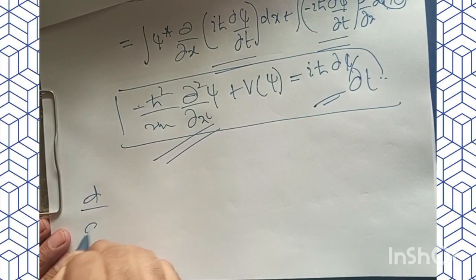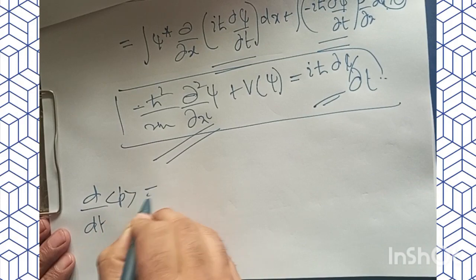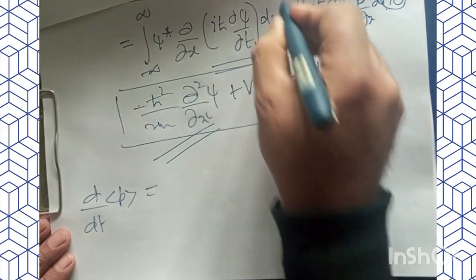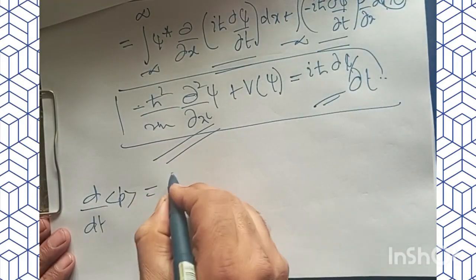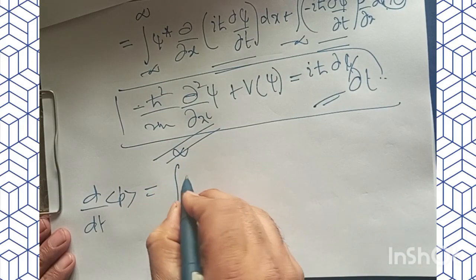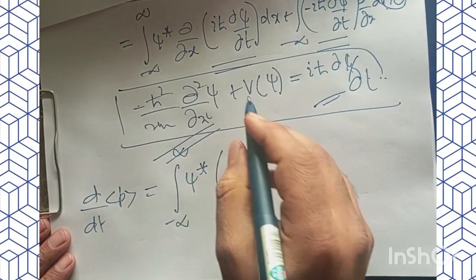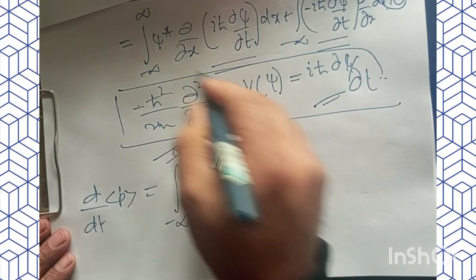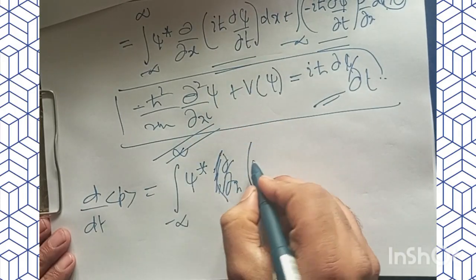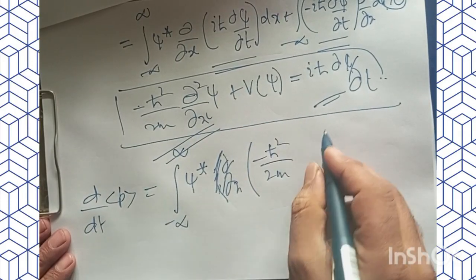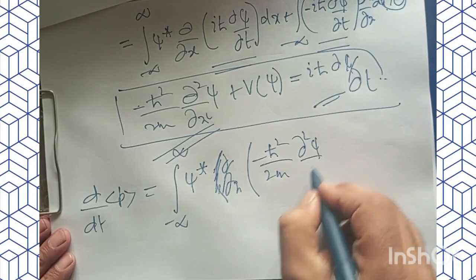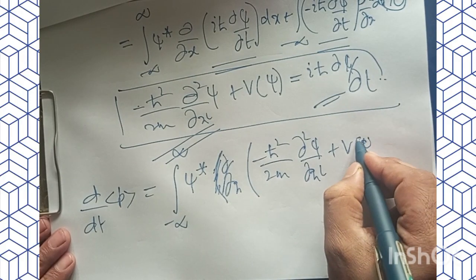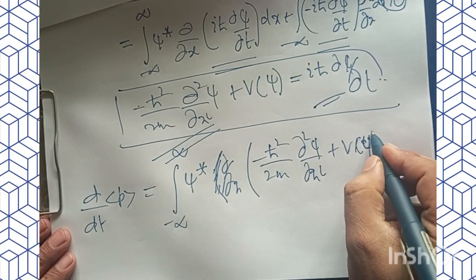On the left hand side I have d by dt of the expectation value of momentum, and this is from minus infinity to infinity. So what you will have here is the integral from minus infinity to infinity of psi star, then dou by dou x, and then the whole thing: minus h cross square by 2m, del 2 psi upon del x2, plus v psi.